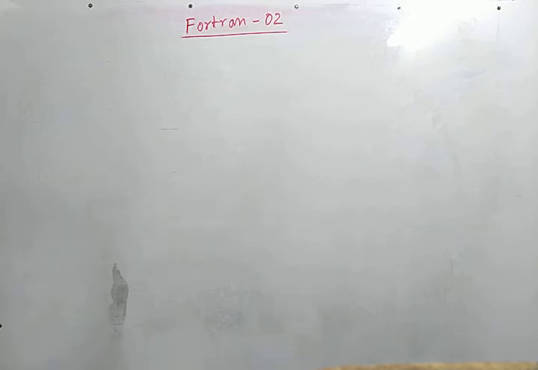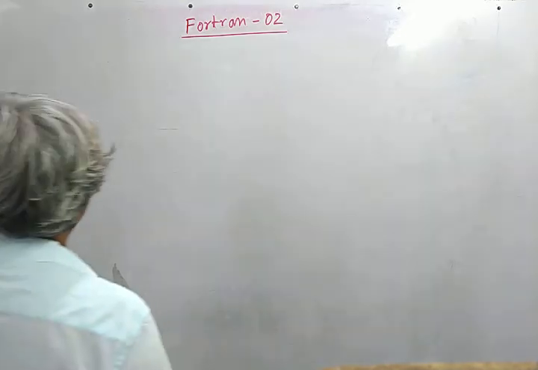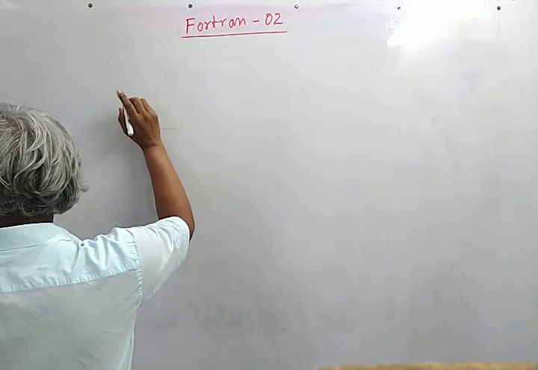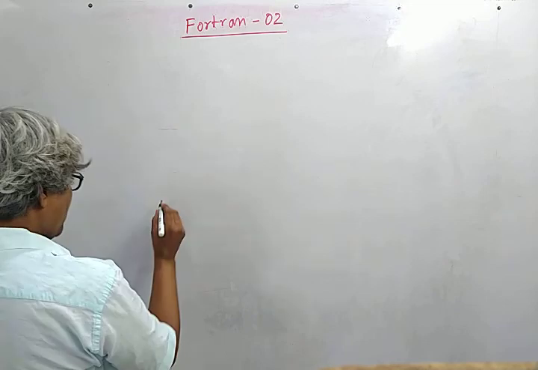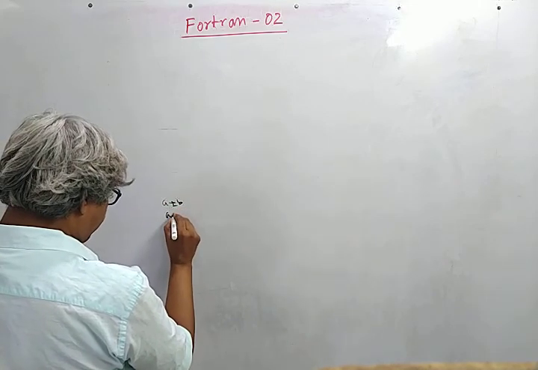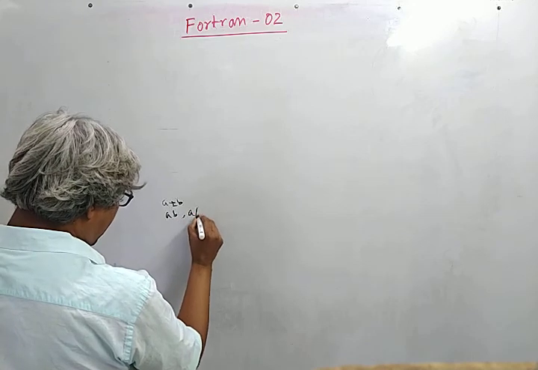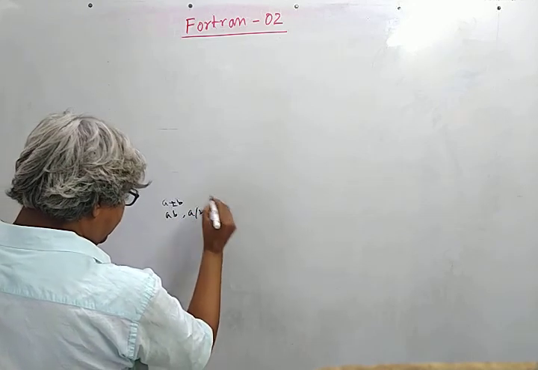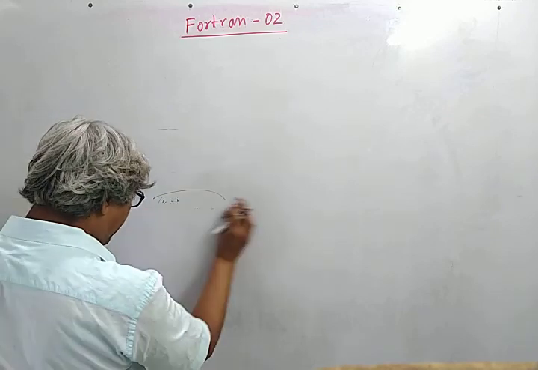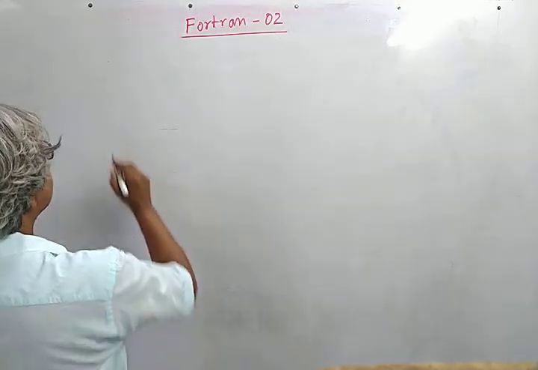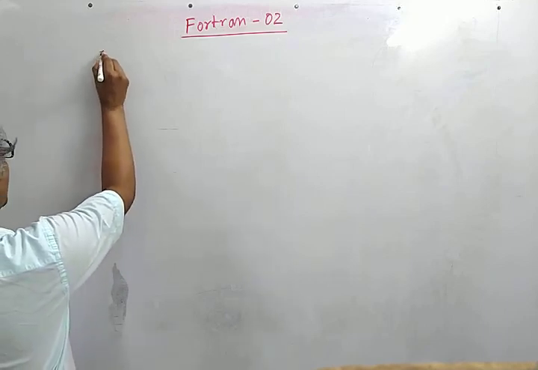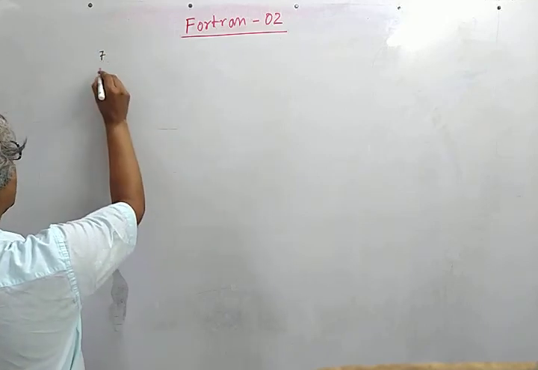Let's come to the example, the homework that I gave you in the last class. The aim was to find out the sum a plus b, a minus b, a by b, and a to the power b. These are the five arithmetic operations asked to perform for two given a and b. So we start writing from column 7 onwards.